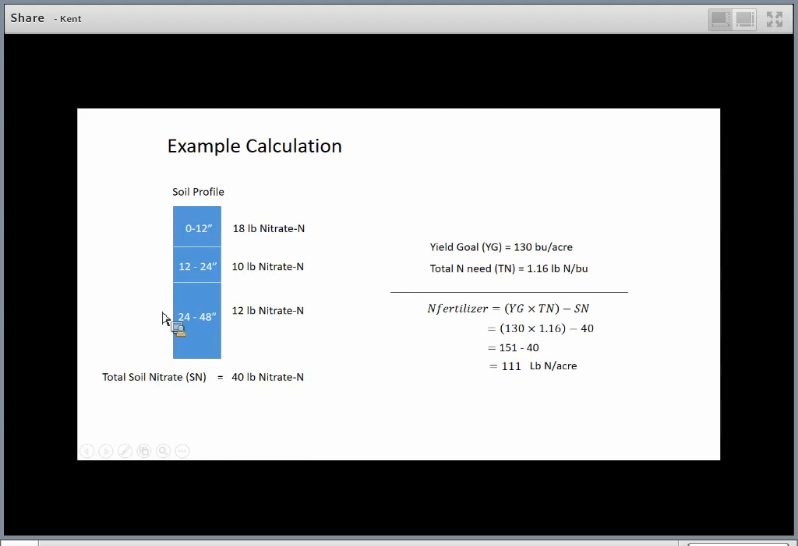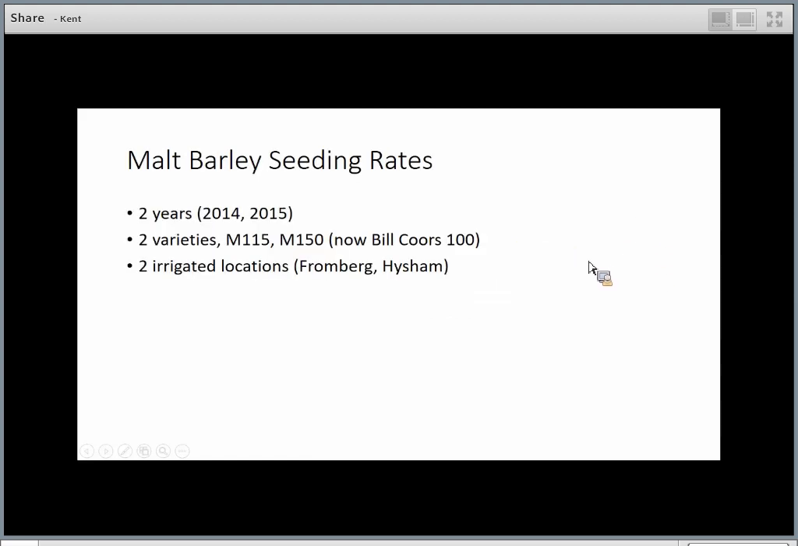In this study, I have used all the nitrogen that's available in the 24 to 48-inch depth. I know Clayton Jones and our recommendation from MSU only gives half credit for that. So instead of doing 12, you might use 6. That might increase this 111 to 117, but it's not a big number change.